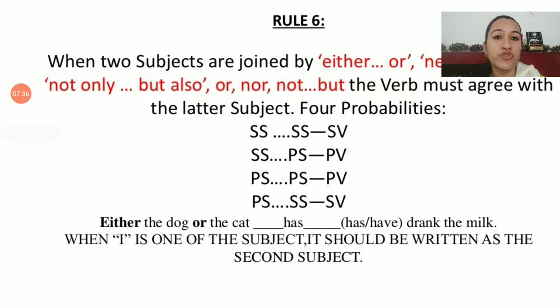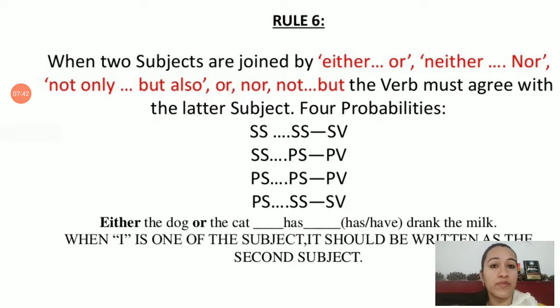Next rule. Now the next rule states, when two subjects are joined by either or, neither nor, not only but also. Now these conjunctions always come in a pair. So not only will always come with but also. You cannot just use not only and leave the sentence incomplete. So these four, either or, neither nor, not only but also, and not but, these verbs must agree with the latter subject.